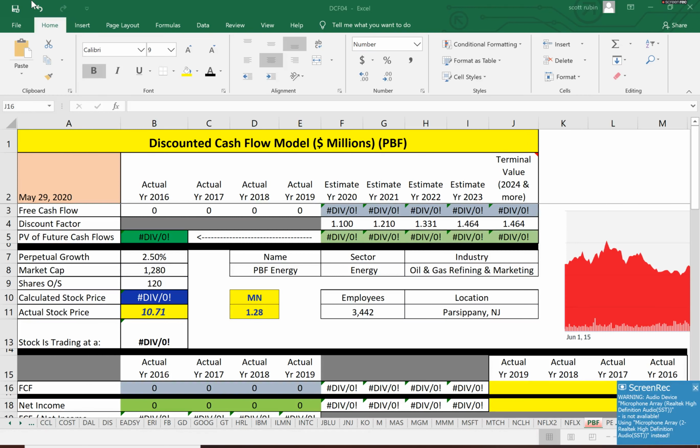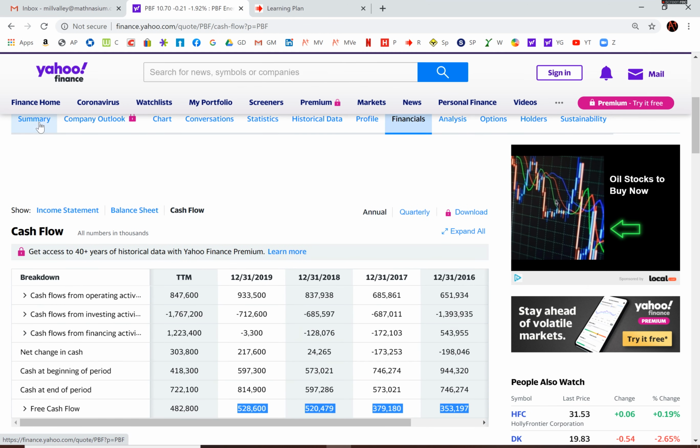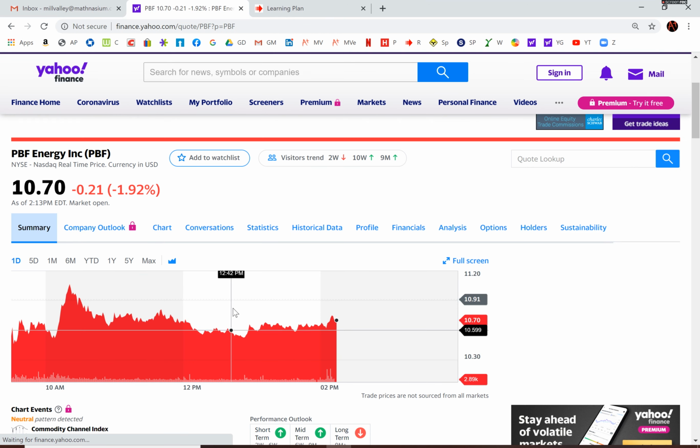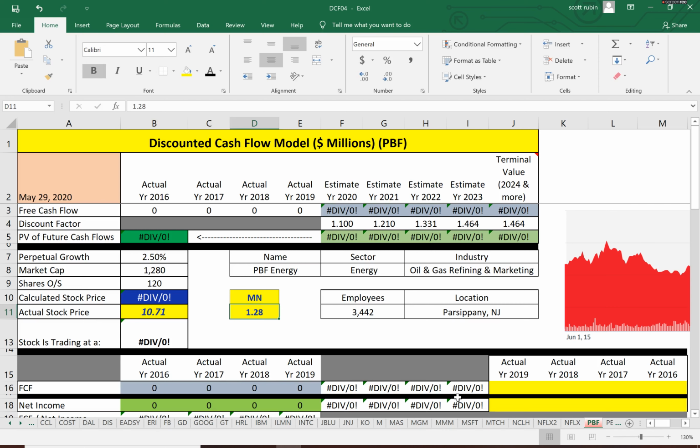We're going to calculate the stock price for PBF Energy using prior financial information. First we need a market cap, which is 1.28 billion. I entered that already, which is right here in Google Finance and Yahoo Finance. And then we need a stock price of 10.70, which means they have 120 million shares outstanding. And to calculate that, it's market cap divided by stock price.